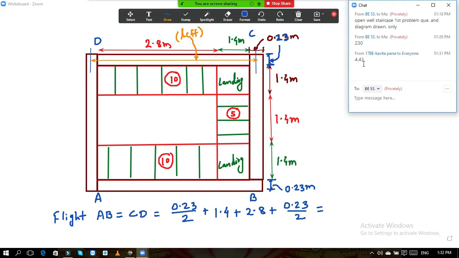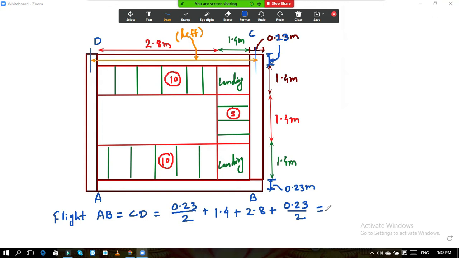It is 4.43. Okay. So this is 4.43 meter. So these are the effective spans of AB and CD. As AB and CD are equal, the bending moment in both the flights are equal, and the steel which we are going to provide for these two flights AB and CD is also equal.